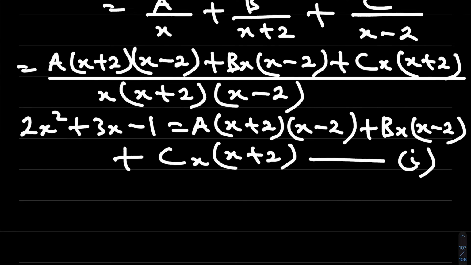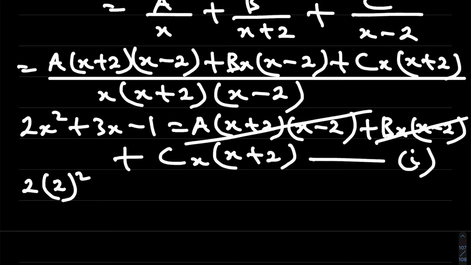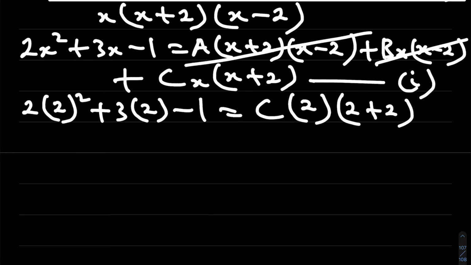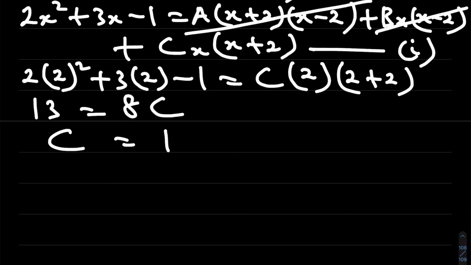Now if I put x equals 2 in equation 1, this will become 0 and this also becomes 0, and I'll be left with 2 into bracket 2 squared plus 3 times 2 minus 1 equals C times 2 times 2 plus 2. The left hand side will be 8 plus 6, 14, minus 1, 13, equals 8C, and that means C equals 13 over 8.